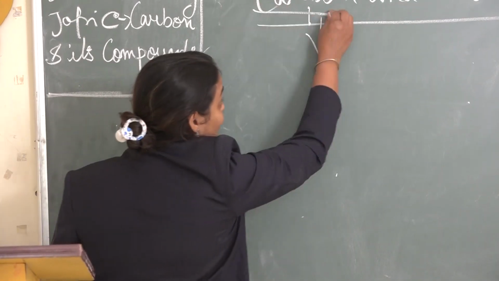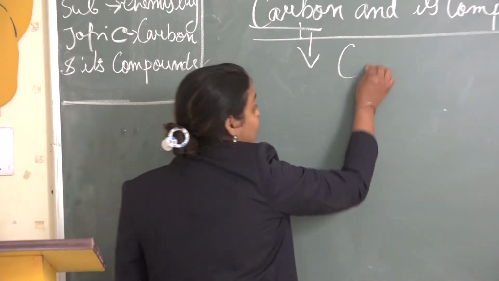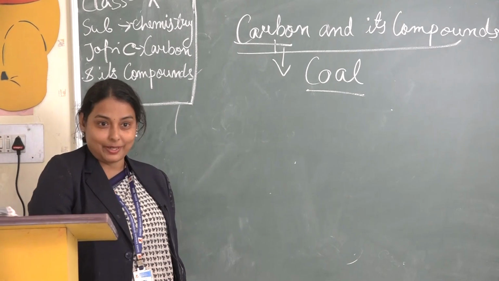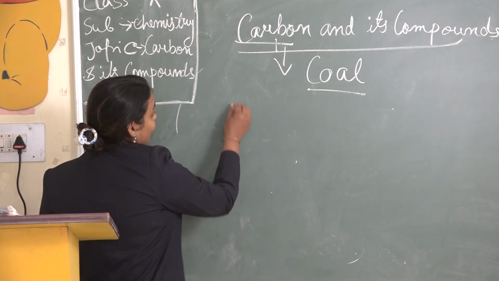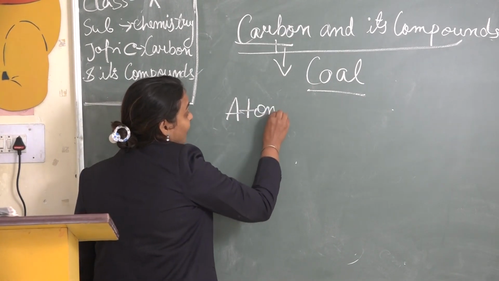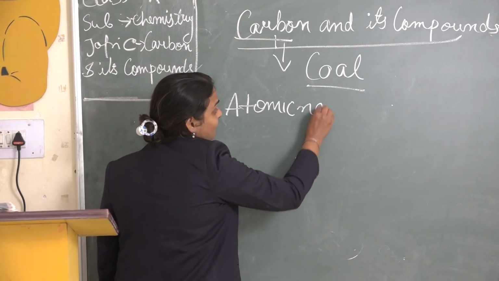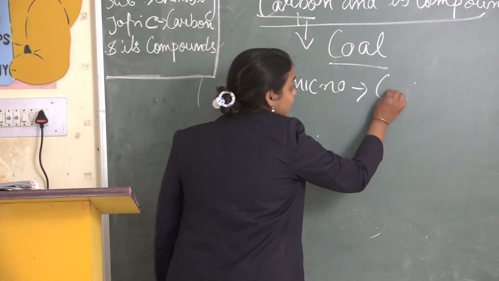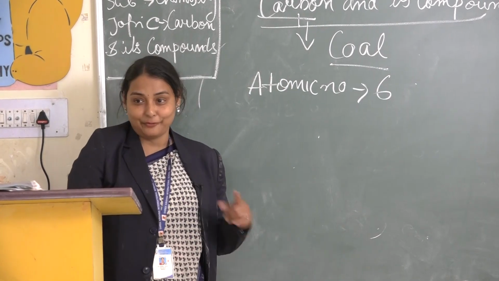Next, we are going to know what carbon means. The word carbo means coal, right? First of all, the atomic number of carbon is most important. What is the atomic number of carbon? That is 6. Very good.